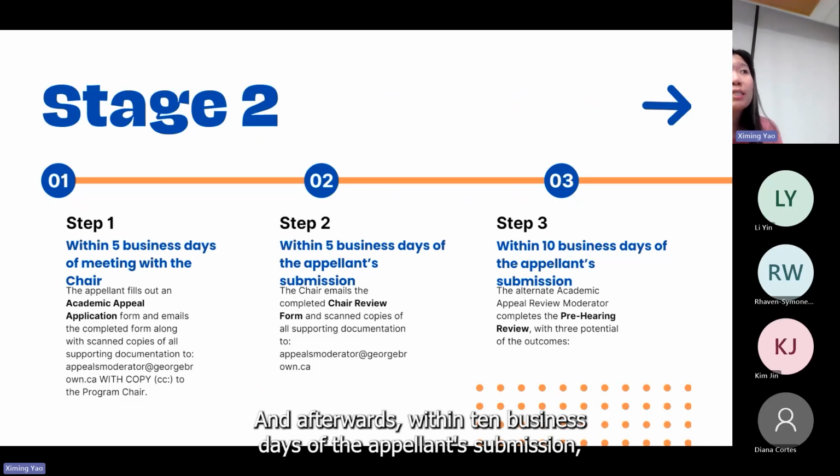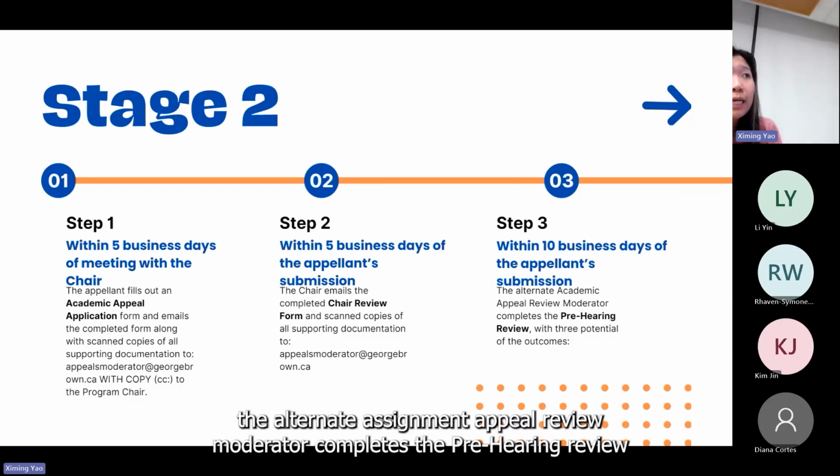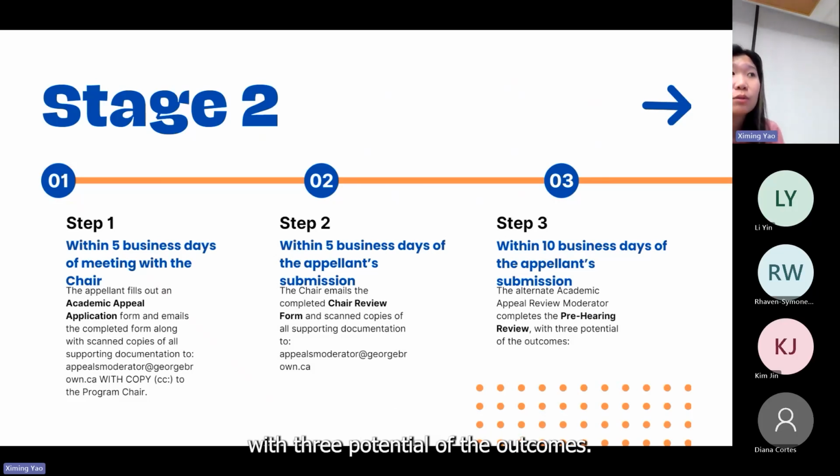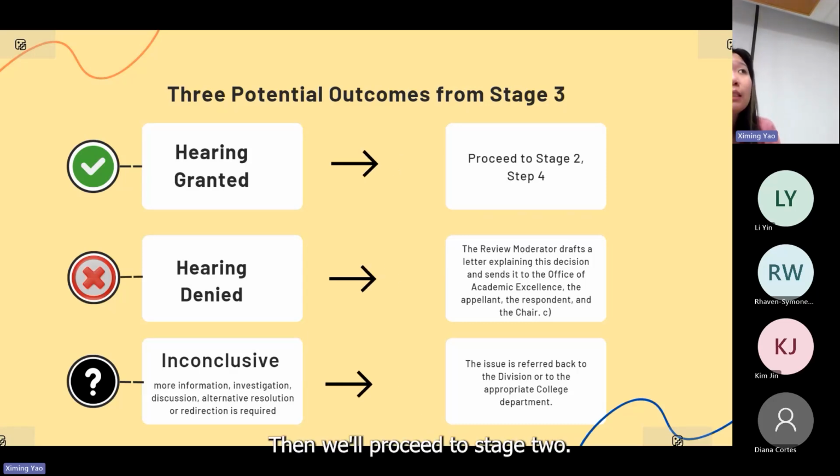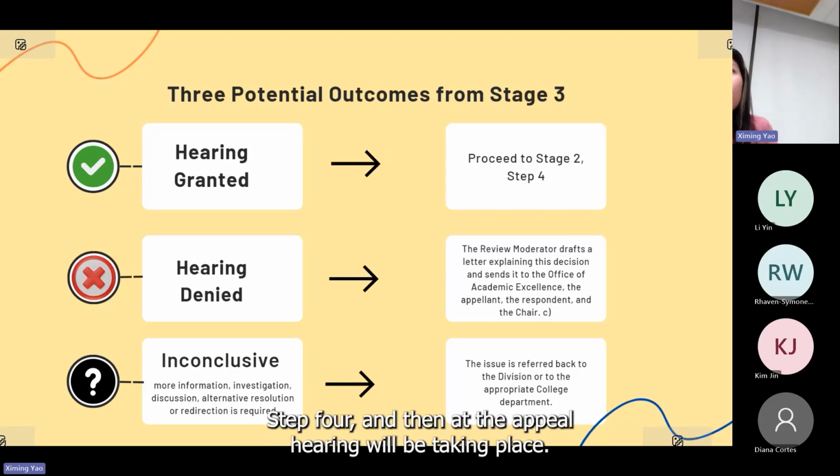Afterwards, within 10 business days of the appellant's submission, the alternate academic appeal review moderator completes the pre-hearing review with 3 potential outcomes. It could be that the hearing is granted, then we proceed to stage 2, step 4, and the academic appeal hearing will take place.